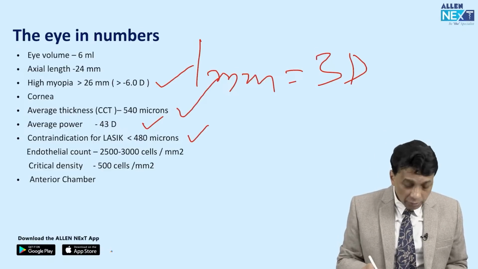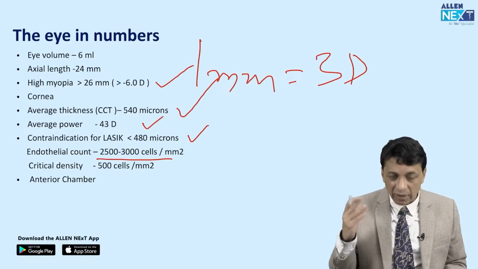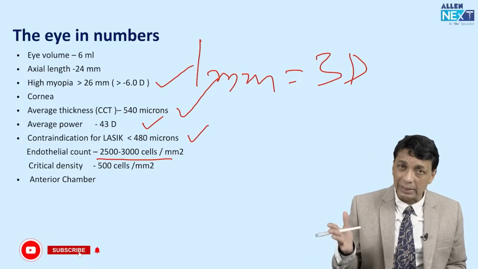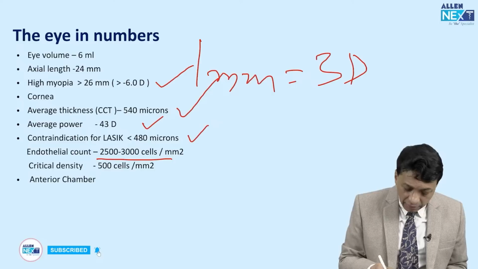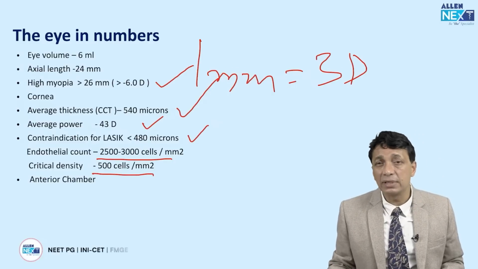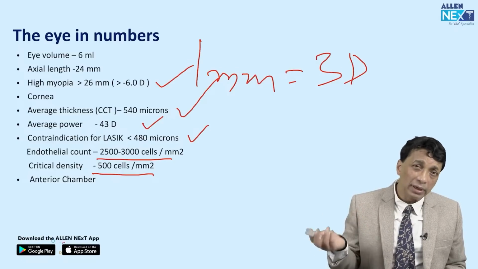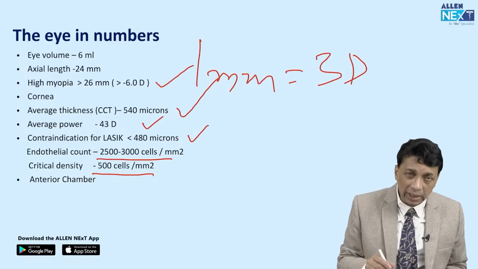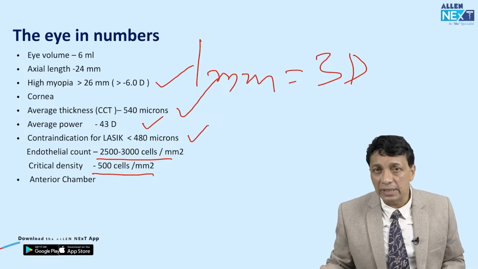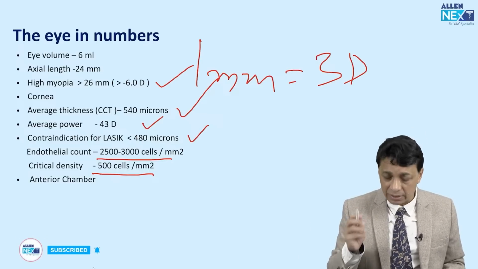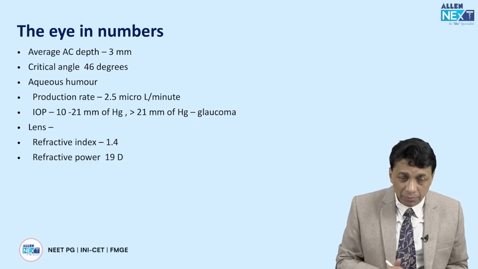Endothelial count, remember, normal count is between 2500 to 3000 cells per square millimeter, okay, endothelial count of the cornea. And critical density is less than 500 cells per square millimeter. Less than that, immediately you have corneal edema. So that can be asked in a different way. What is the minimum number of cells required for keeping the cornea clear? Is 500 cells.